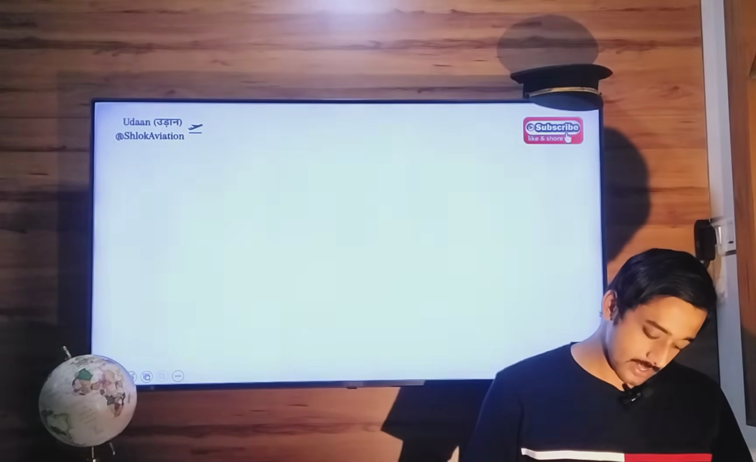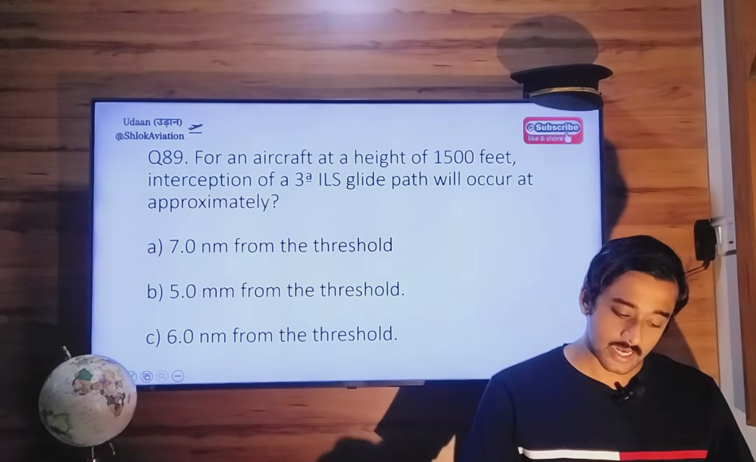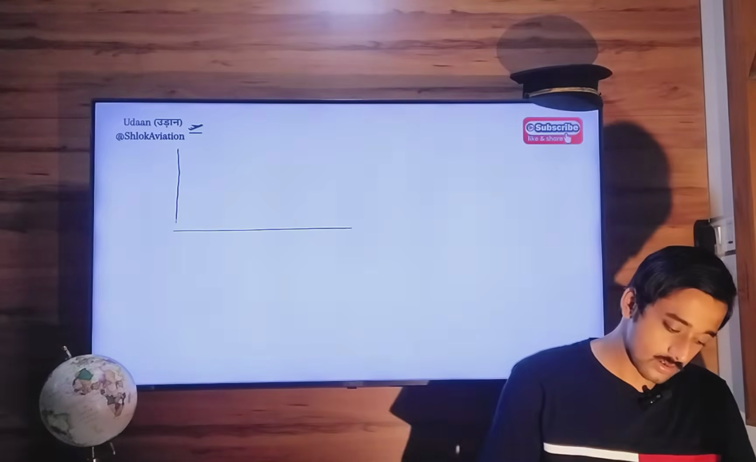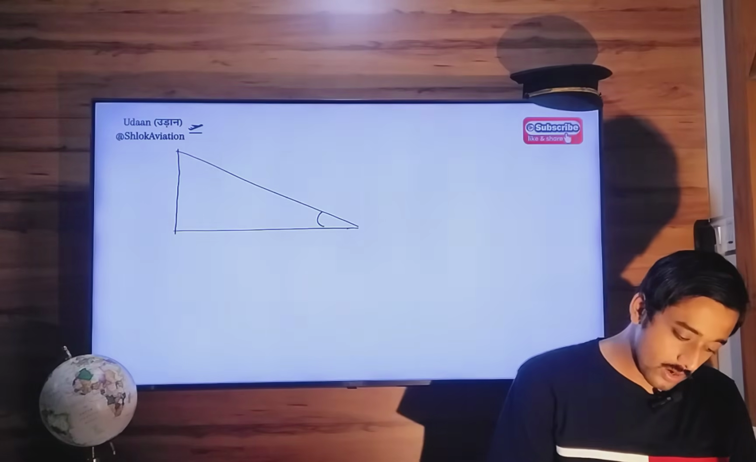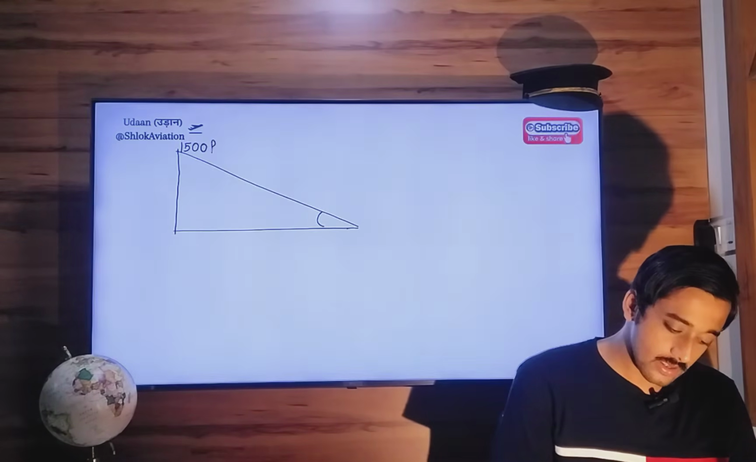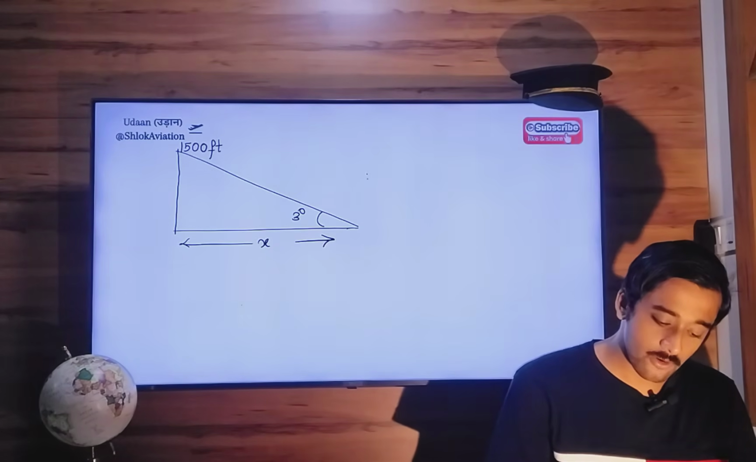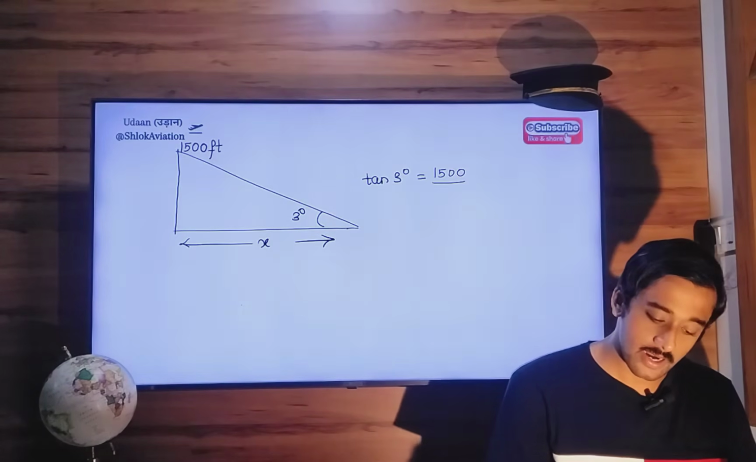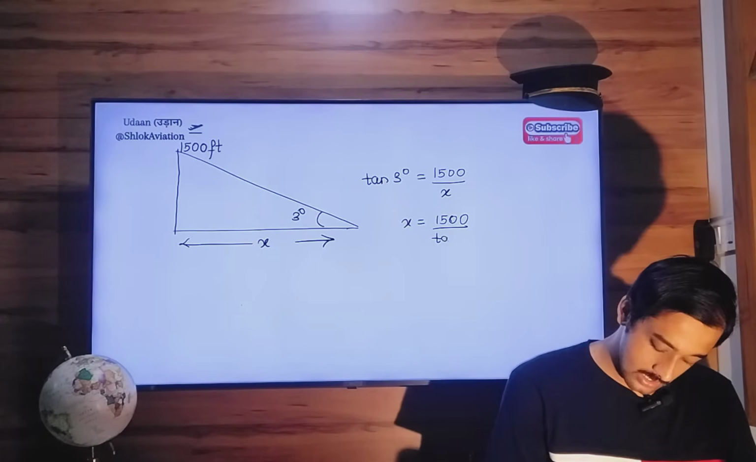Next, 89. For an aircraft at a height of 1,500 feet, at what distance will the 3-degree glide path occur? So your aircraft is at 1,500 feet, 3 degrees away. You have to find x. So again, use the tan formula. Tan 3 degrees equals opposite, which is 1,500 feet, divided by distance. So x equals 1,500 divided by tan 3.